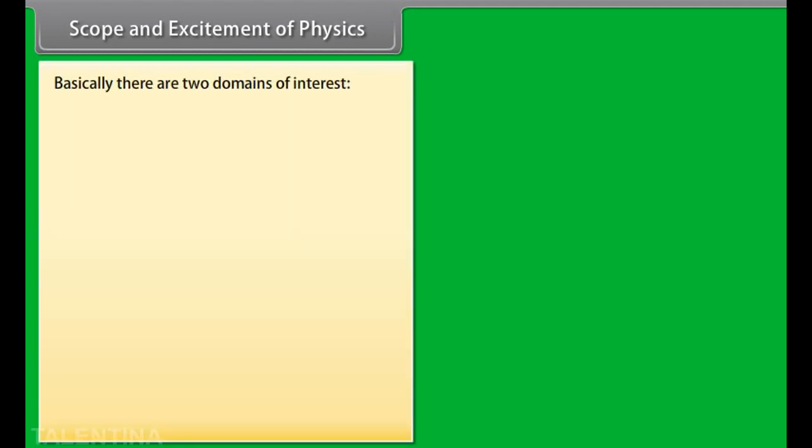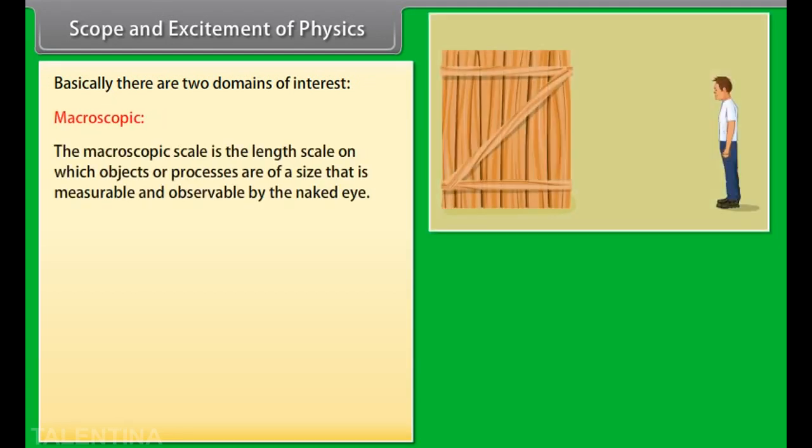Scope and excitement of physics. From a person beginning to walk to communication over thousands of kilometers, physics has a very wide scope. Basically, there are two domains of interest. The macroscopic scale is the length scale on which objects or processes are of a size that is measurable and observable by the naked eye.